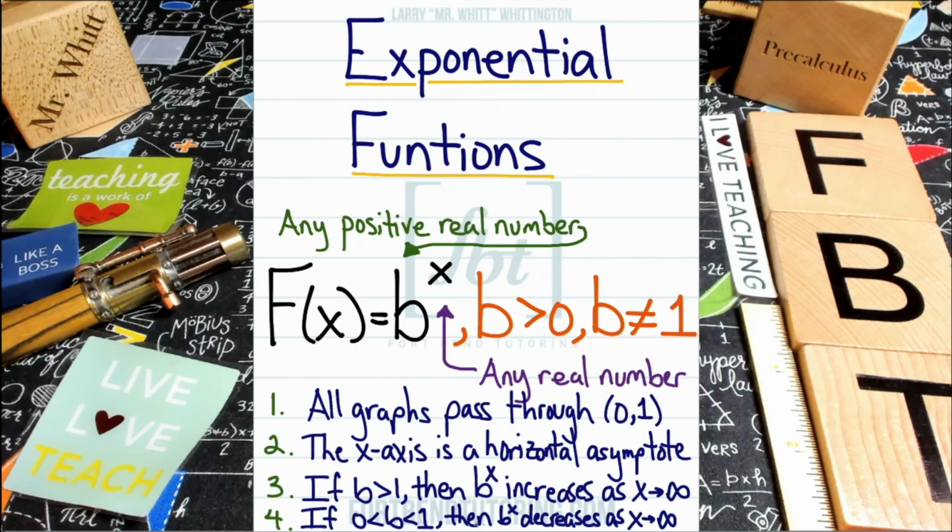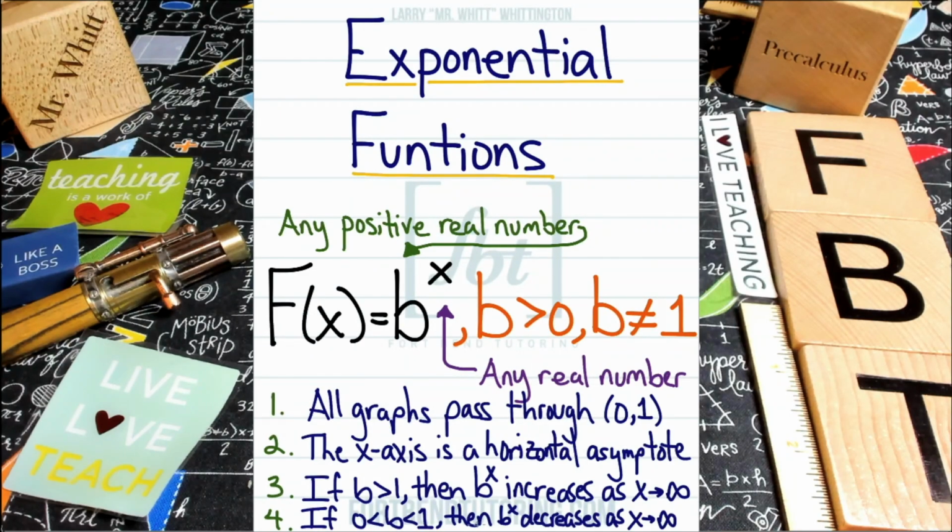What I want you to know as a foundation is that when you're dealing with exponential functions, the basic function that you're looking at is f of x equals b to the x. But there are conditions on this. The base, which is the b value, has to be positive and it cannot equal 1 in order to be in the format of an exponential function.